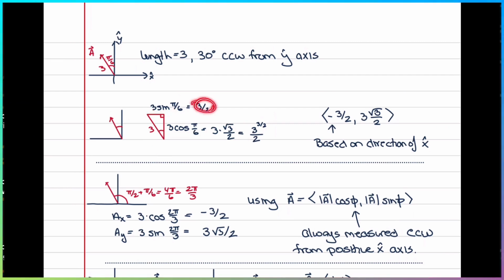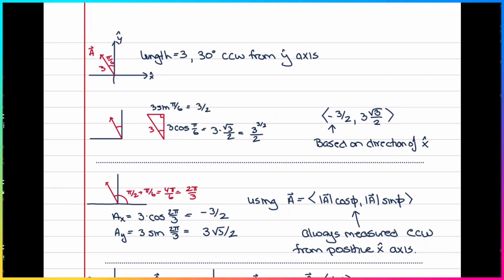Sine of 30 degrees is a half. Those are things I had to memorize in high school. I don't know if you have to memorize those things anymore. Sine of 30 degrees is a half. So in this case, I know that this length is given by this, and this length is given by this.